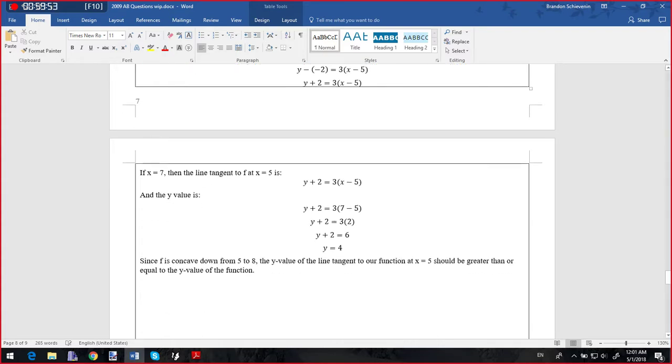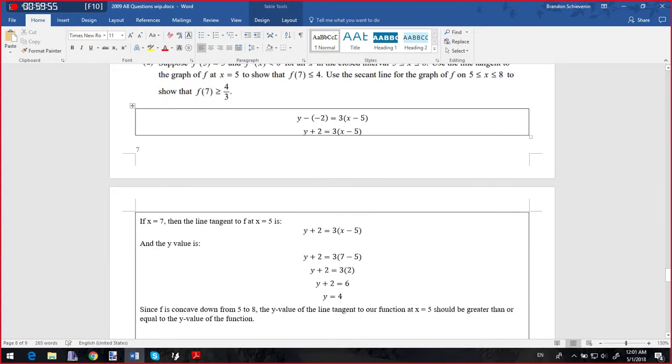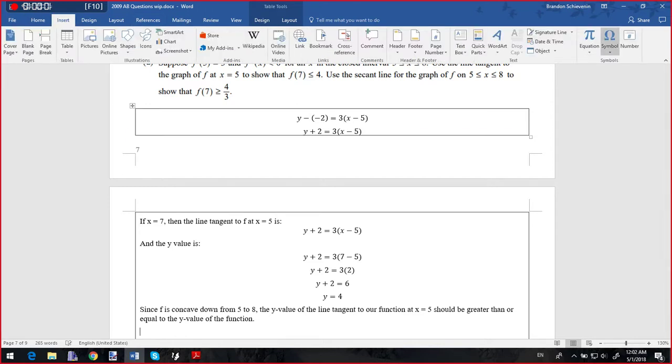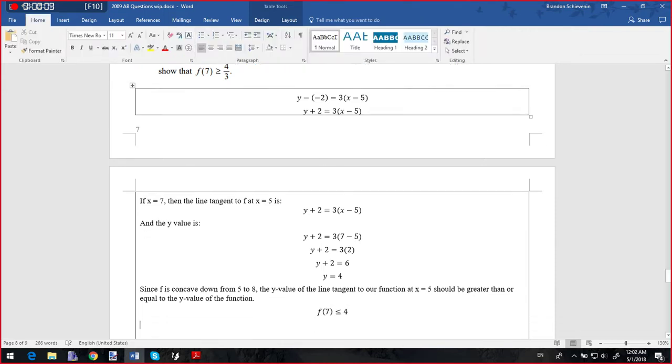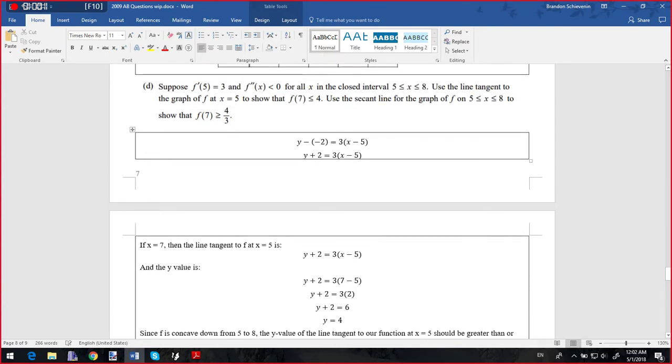All right. And last thing we have to do today is the second part of this. So write out what we just proved really quick. Therefore, f at 7 must be less than or equal to 4. Okay, use the secant line for the graph of f on 5 to 8 to show that f of 7 must be greater than or equal to 4/3.